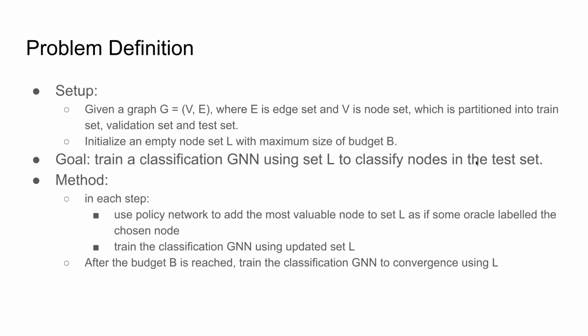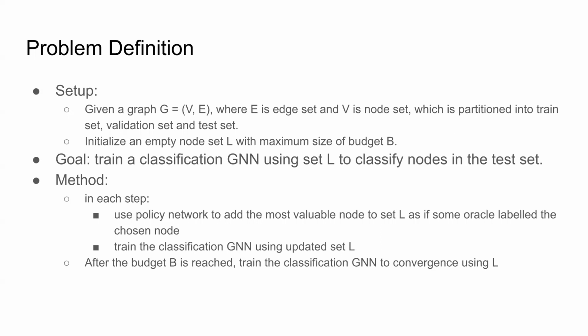Now, we're going to give the problem definition. The setup is very general in GNN. We have a graph with edge set and node set, where the node set is partitioned into three sets: training set, validation set, and a test set. In addition, we initialize an empty node set L with a budget B as its maximum size. The goal is to train a classification GNN using the set L to classify the nodes in the test set.